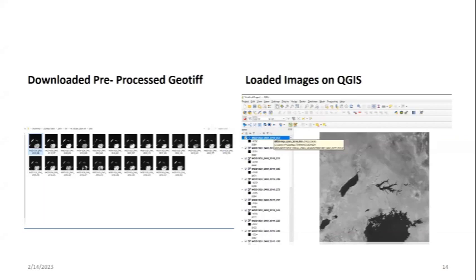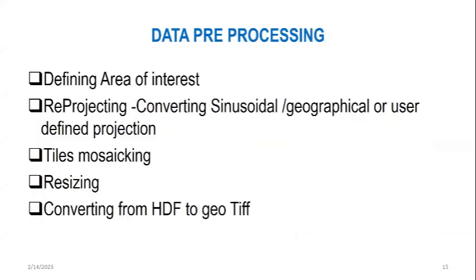So this is the data pre-processing. The first thing, you already define the area of interest. When you're downloading the data, the first thing you need to do is define the area of interest. That one we've done. We know you are studying 10 countries, and that's our area of interest, and we can't go beyond the 10 countries.